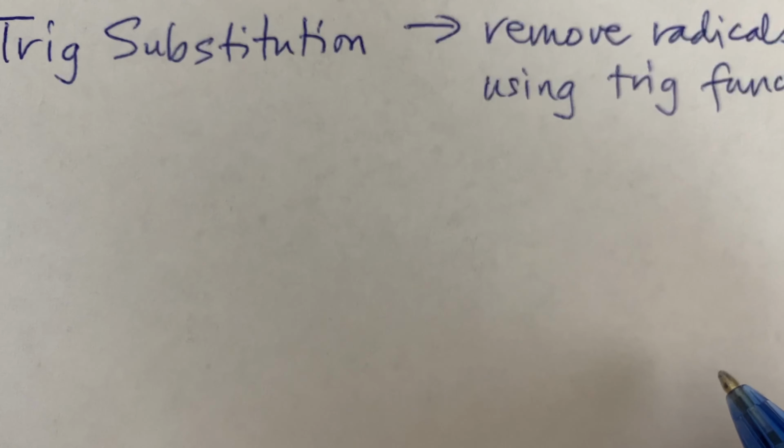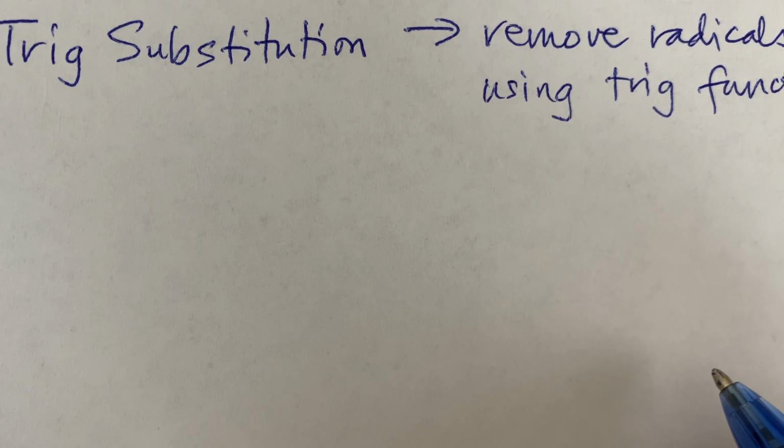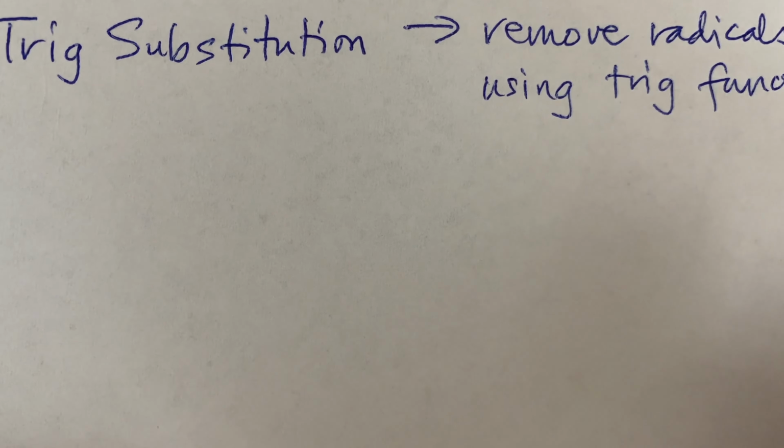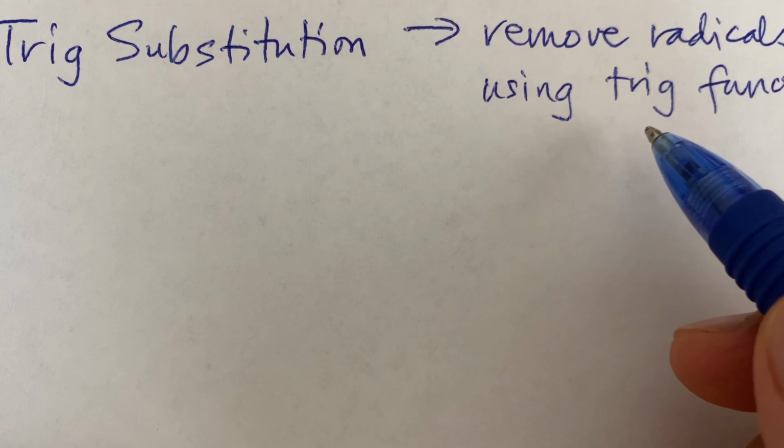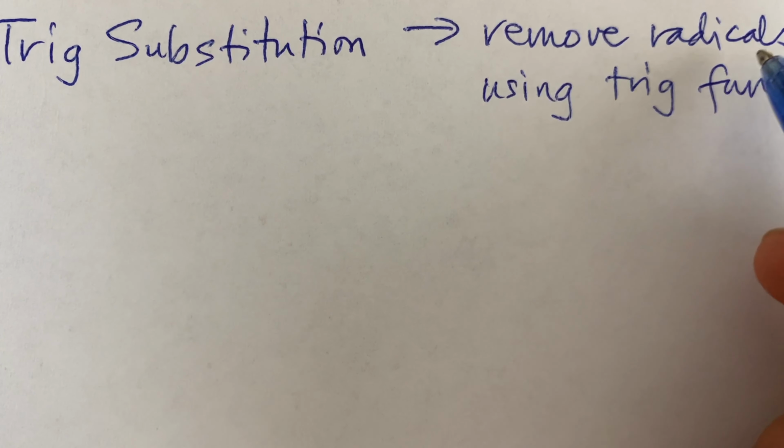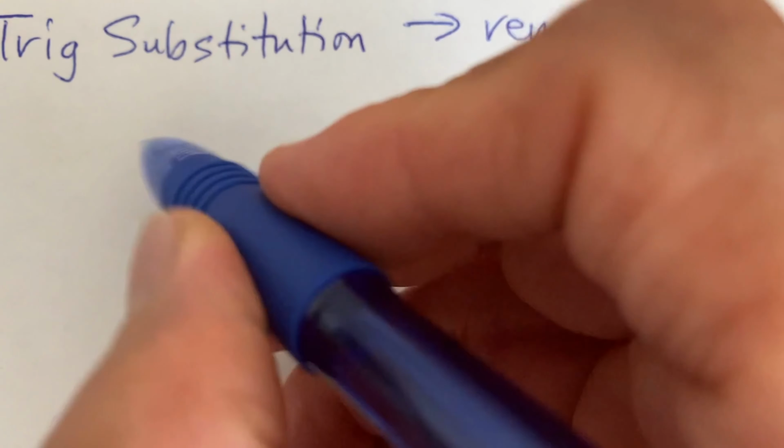Okay, so I'm going to explain here why we need to use trig substitution. The goal is to remove radicals in the integrand. And how will we remove the radicals? Using trig functions. There are three basic types.